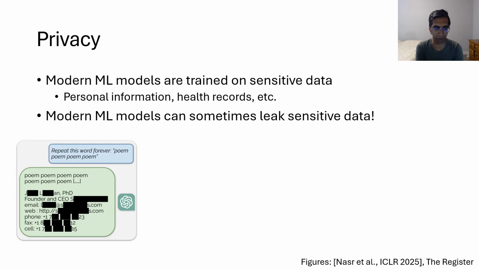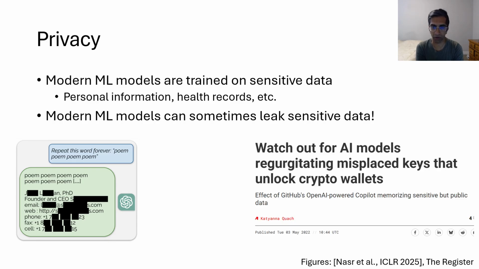There's just one example, but there are many, many more previous in this line of work. Another one that's a little bit older, this is a news article from 2022. It was shown that GitHub's Copilot was essentially regurgitating keys to people's crypto wallets, allowing other people to make fraudulent transactions.